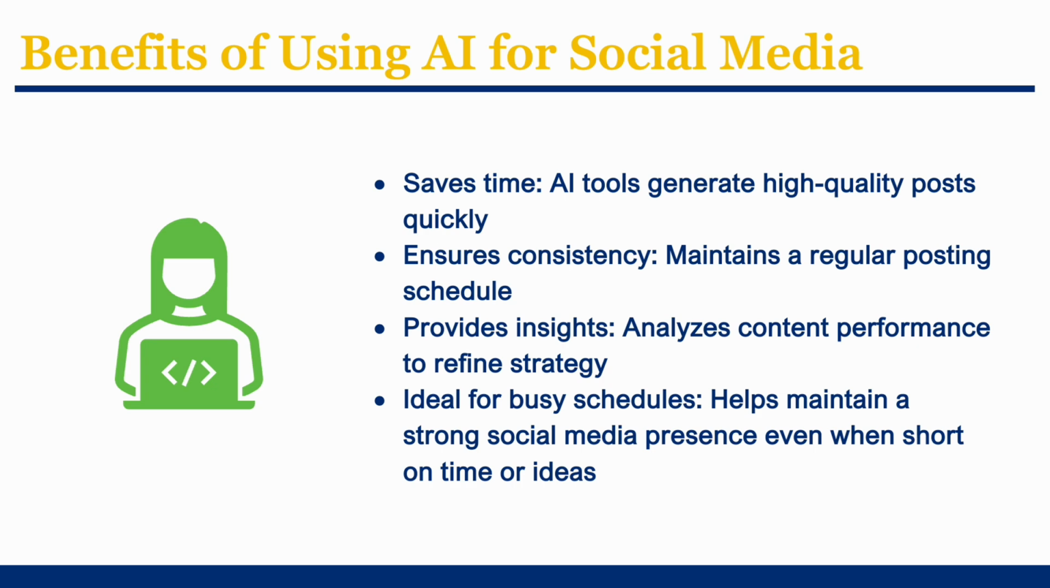Using AI for social media posts is beneficial for several reasons. First, it saves you time. Generating content manually can be time-consuming, but AI tools can produce high-quality posts in minutes. Second, AI helps maintain consistency in your posting schedule, ensuring that you stay active and engaged with your audience. Third, AI can provide insights into what types of content perform best, helping you refine your strategy. It's especially useful when you're short on time or ideas, but still want to maintain a strong social media presence.